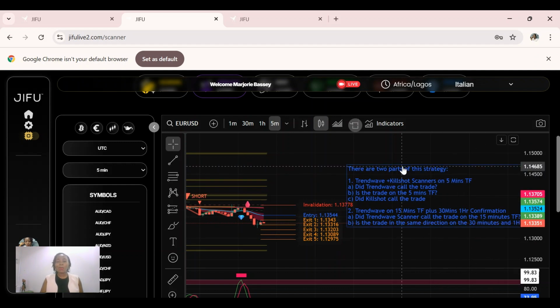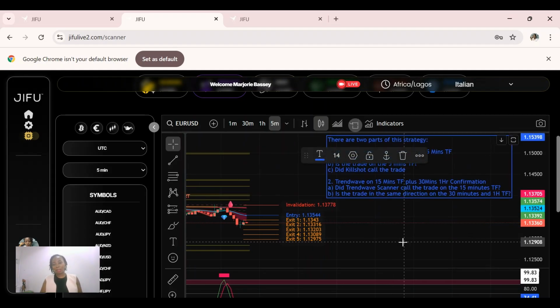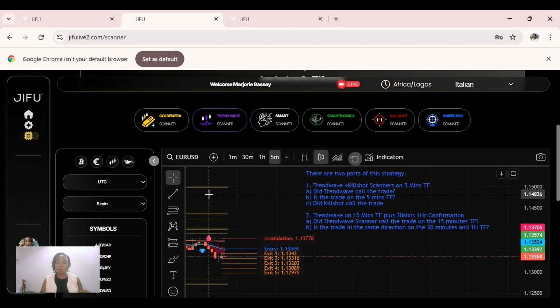Guys, how simple is this strategy? So if you're watching now, you can actually just take a screenshot of this and be sure that you have it. And I've shown you a very practical example.